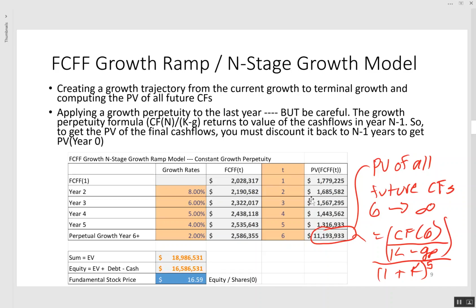The reason why the present value of free cash flows is enterprise value, not equity, is because these are cash flows available to pay both debt and equity. These are the cash flows generated by the assets, not affected by debt. So that's the total value of the assets. Subtract out the net debt, that's the total value of equity, divided by number of shares. That's the fundamental stock price. Now this looks like a pretty good buy. The stock is trading for $10. You think it might be worth $16.59.